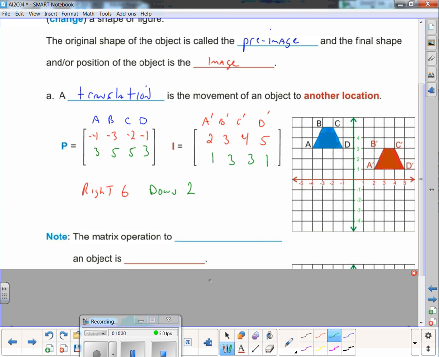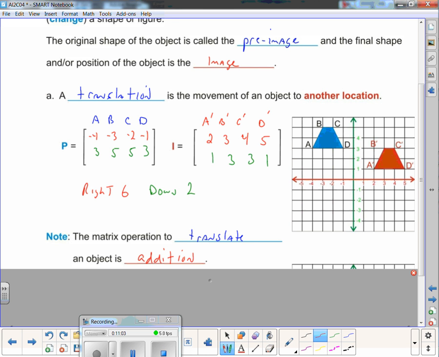So that then can hopefully allow us to make this conclusion. The matrix operation to translate an object is, class, say it if you know it, addition. It's just matrix addition.